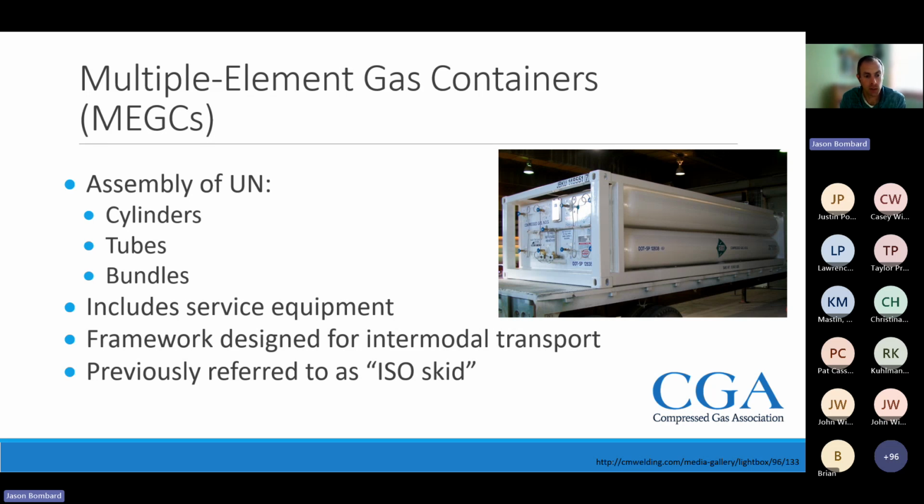There's also special bundles known as multiple element gas containers, or MEGCs. These are assemblies of UN cylinders, tubes, or bundles. These include all of the service equipment, and the framework is designed to be shipped intermodally. So these will clip into brackets on a rail car, or a trailer that goes over the road, or you can put these on a cargo ship to be transported over the ocean. Some will also refer to these as an ISO skid.